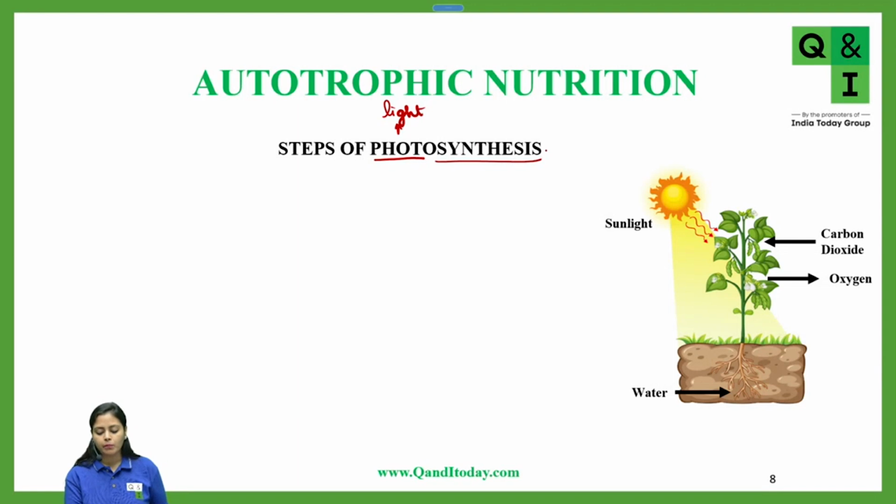Synthesis means something is getting manufactured or synthesized. Synthesis is taking place of something. That means something is getting synthesized because of light. Now, light is what? Light is basically a type of energy.